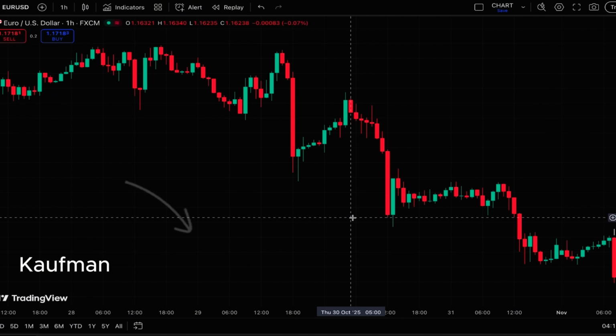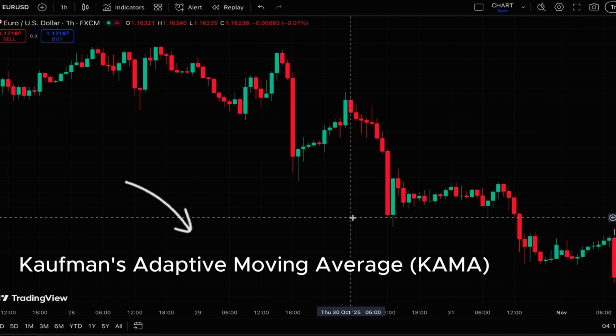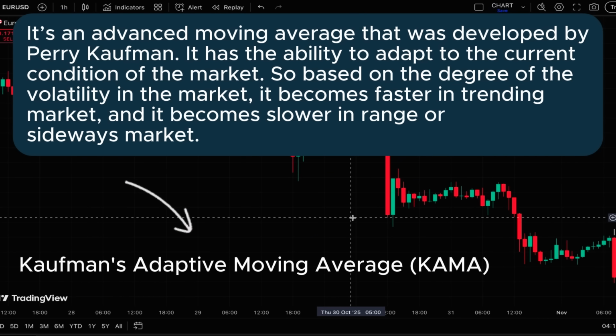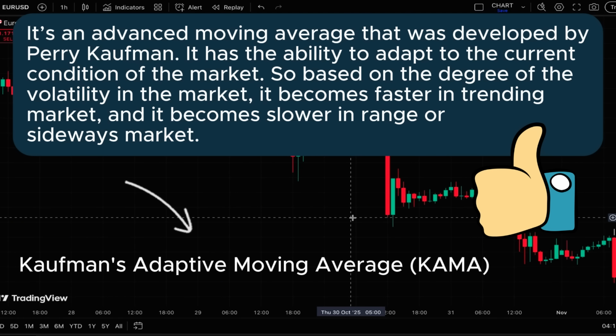Alright, first let's add the Kaufman Moving Average. But if you don't know what Kaufman Moving Average is, it's an advanced moving average that was developed by Kaufman, and it has the ability to adapt to the current condition of the market. So based on the degree of the volatility in the market, it becomes faster in trending market and it becomes slower in range or sideways market. So you will have a moving average that perfectly responds to price action.